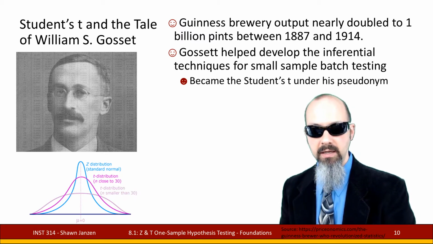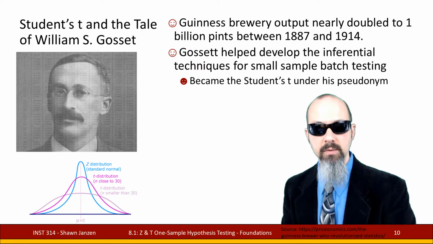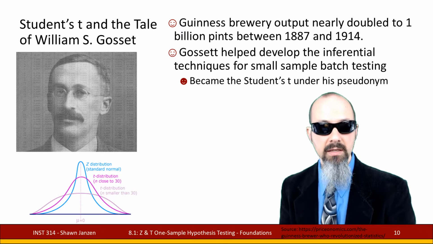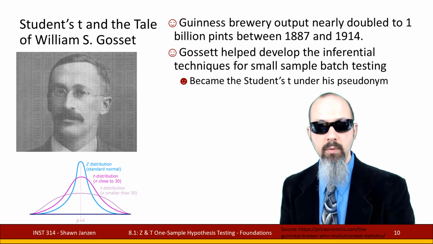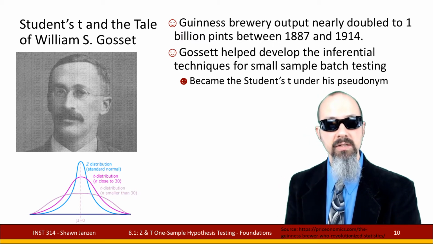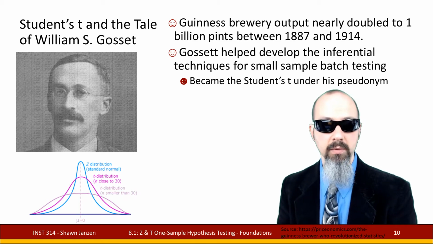Now keep in mind, Guinness at this time was very happy with Gossett and how it helped Guinness's production for the quality of beer. But they didn't like the idea that Gossett was producing these small sample statistics in journals and publications for people to understand these sorts of things. They were worried that he would be publishing these sorts of secrets about Guinness, using his work there as the examples for what was being worked on.